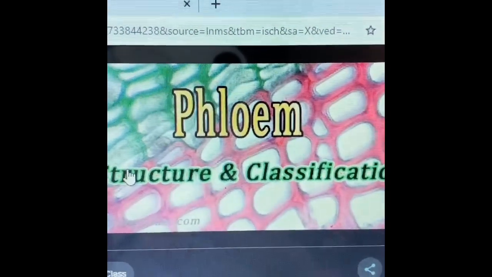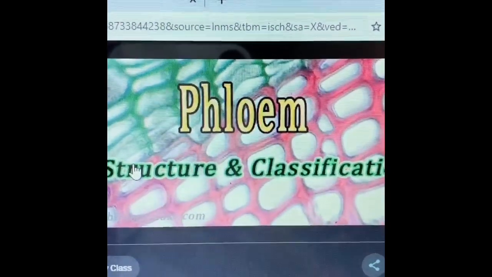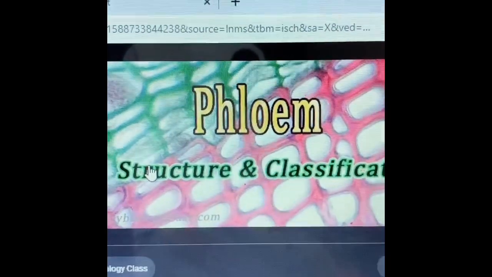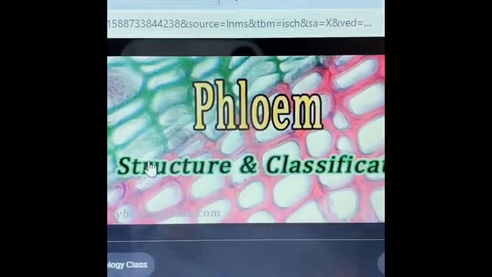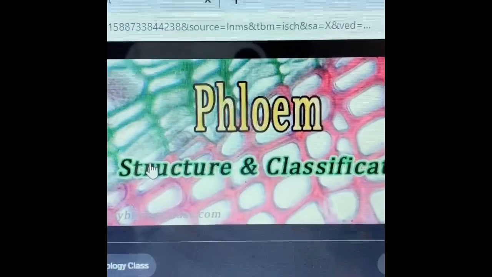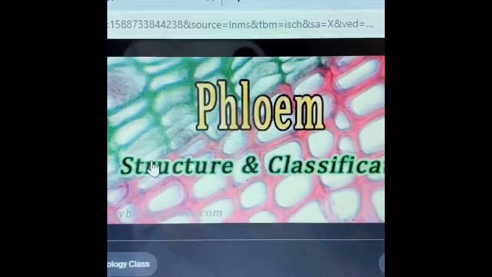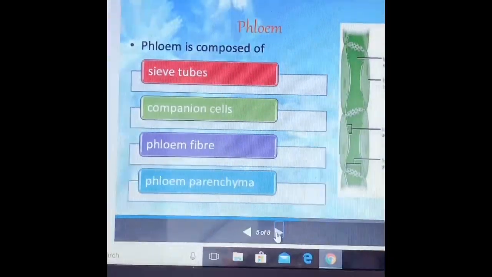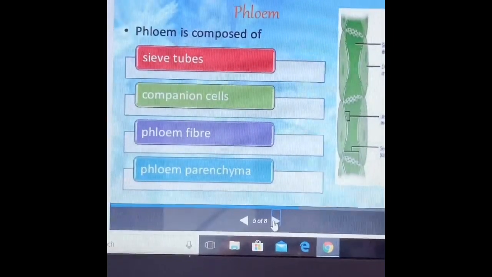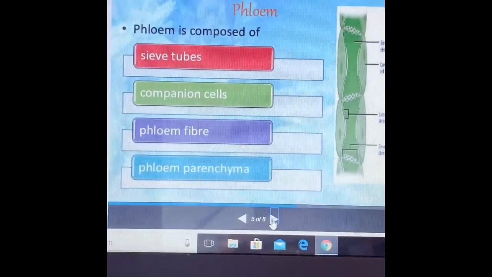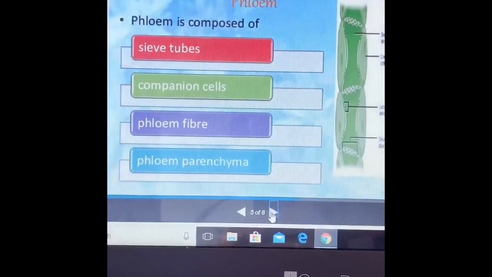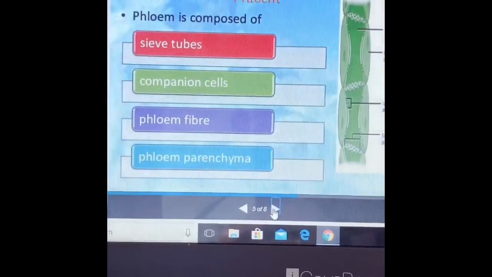Phloem is a complex permanent tissue which takes part in conduction of organic food inside the plant. Phloem is called the living conducting tissue as its transport channels are made of living cells. It is also called bast. Phloem is made of 4 types of elements: sieve tubes, companion cells, phloem parenchyma, and phloem fibers. Let us discuss each of them in detail.